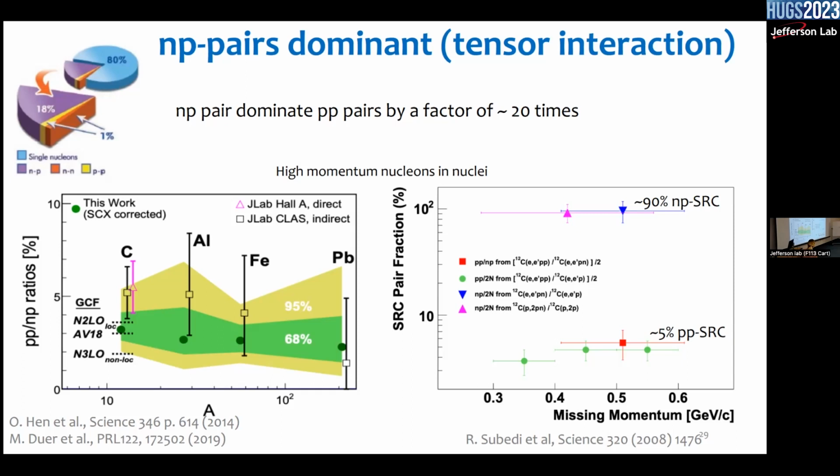Then the studies were done, as I mentioned, in the CLAS experiments, where they went back with different nuclei: carbon, aluminum, iron, and lead. They were able to confirm that the same thing was universal to all the nuclei. They didn't vary significantly, at least within the uncertainties, so we were overwhelmingly dominated by NP pairing.